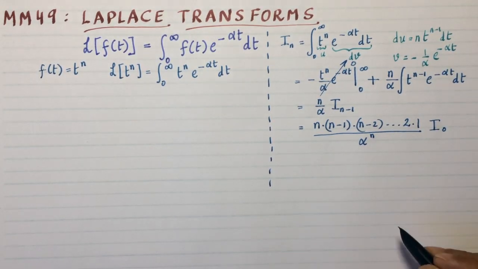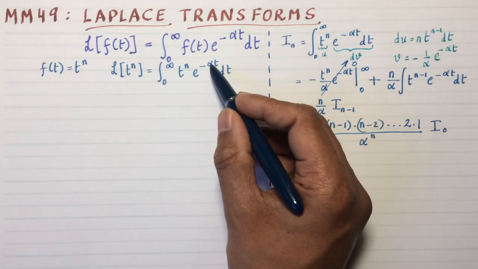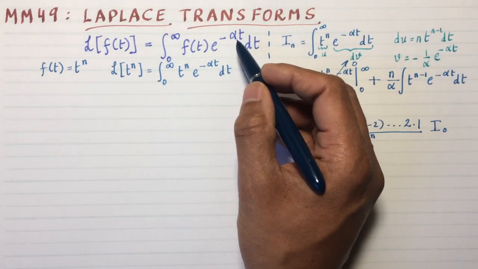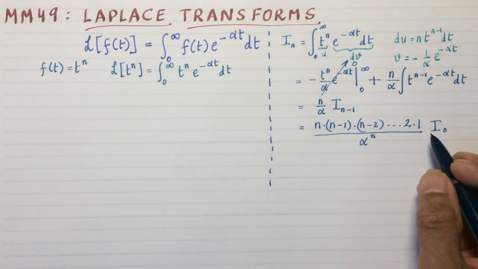Now I will tell you a little bit about this variable alpha. It's usually called something else. It's usually called by the variable s, but we'll fix that later. So this is going to give me that.